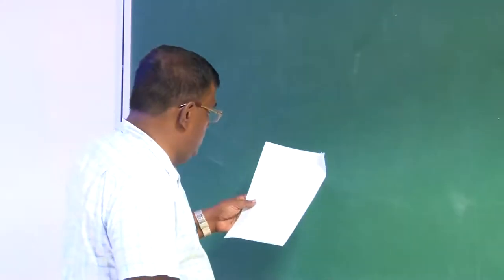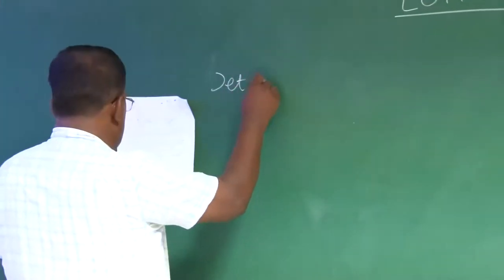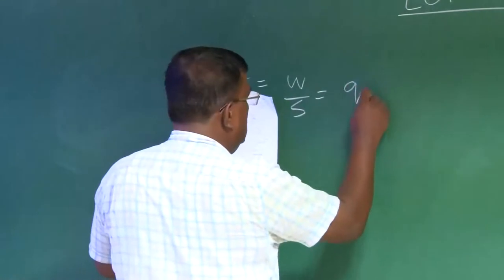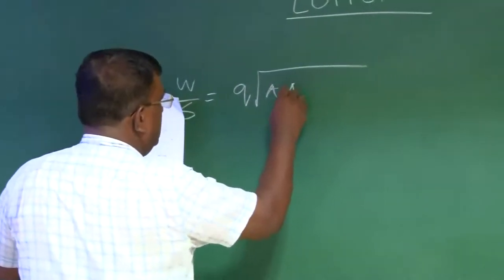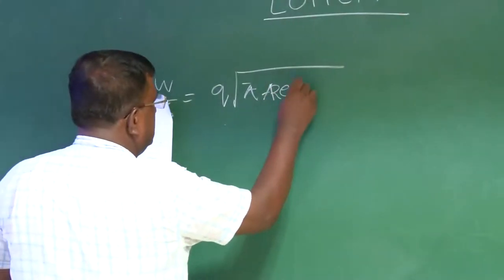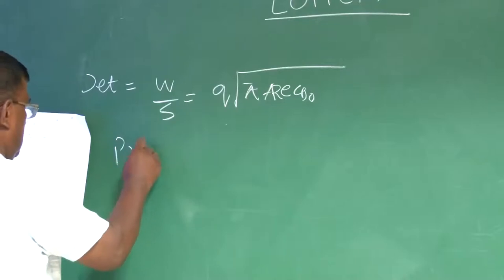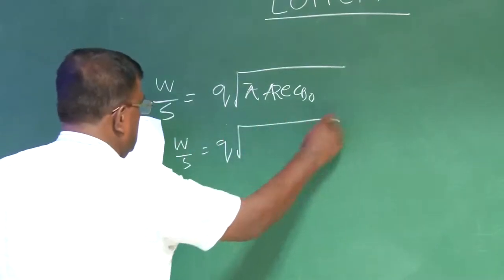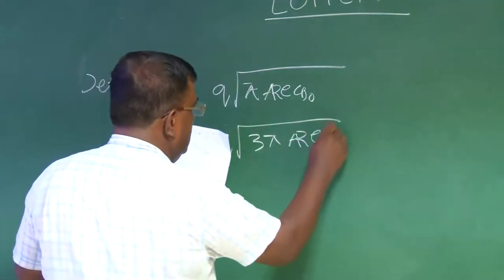Now, how do I do that? For a jet, W by S, you can easily see, will be Q pi aspect ratio e CD naught, and for a propeller, W by S will be Q 3 pi aspect ratio e CD naught.